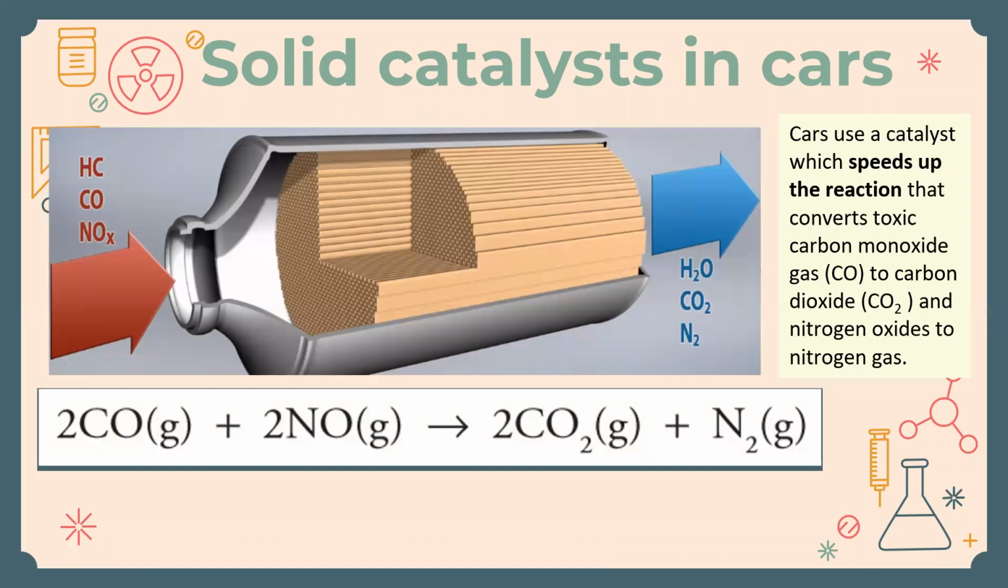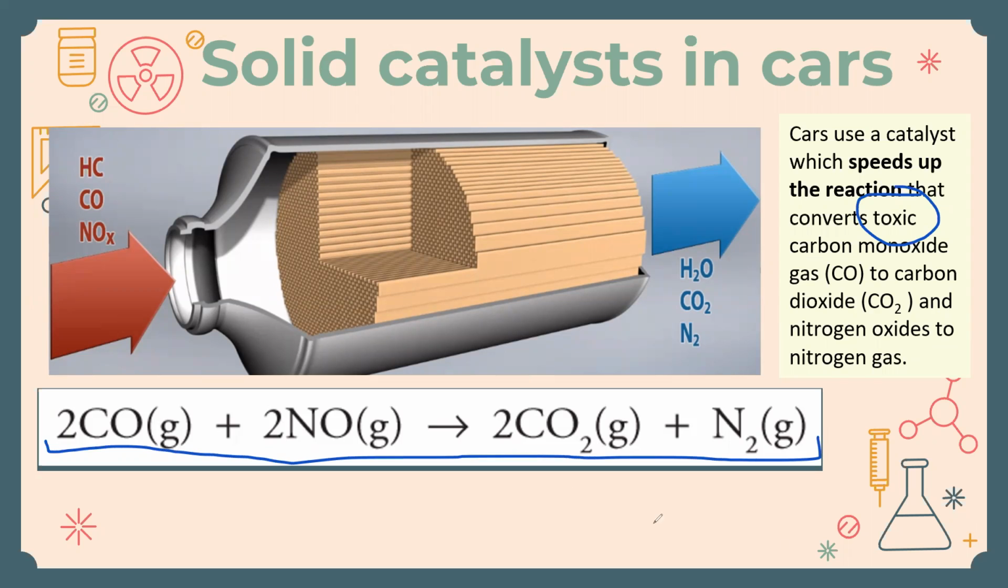Cars use a catalyst that speeds up the reaction. So when you turn on your car, you turn on the engine, there's a catalyst that converts carbon monoxide. We talked about carbon monoxide a few spreads back, and we said that carbon monoxide is a toxic gas. When we turn on our engines, carbon monoxide is produced. But with a catalyst, we are able to convert that toxic carbon monoxide gas to carbon dioxide, and we're able to convert those nitrogen oxides to nitrogen gas. We can see that represented by this reaction here.